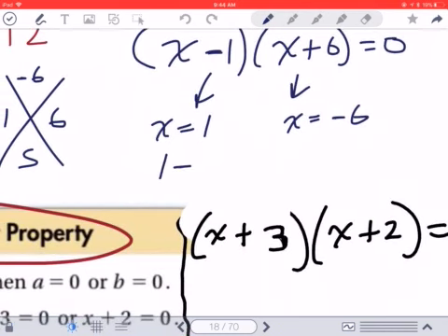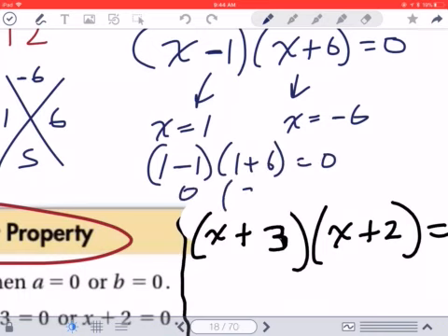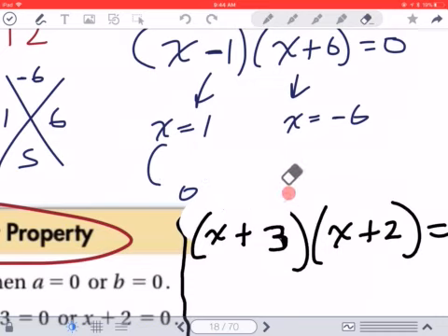If I plug in 1, 1 minus 1 is going to be 0. And it doesn't matter what's going to be over here. This is 0 times anything. It ends up being 7, but it's still going to be 0. Okay, so 1 would work and negative 6 would work.